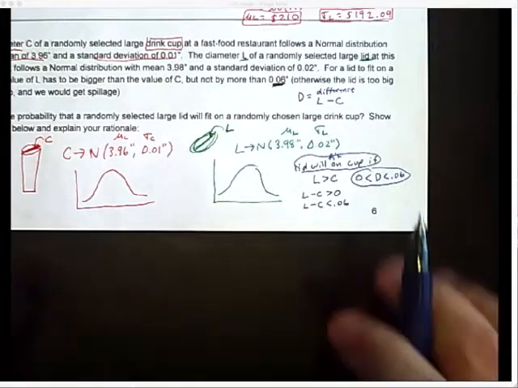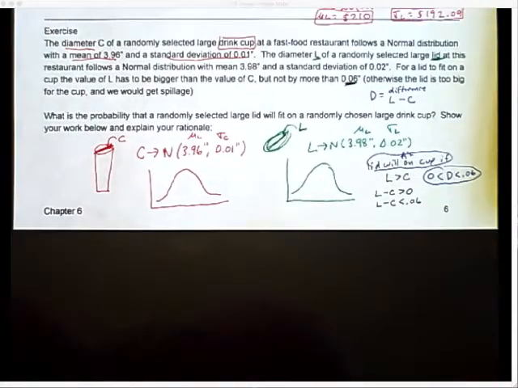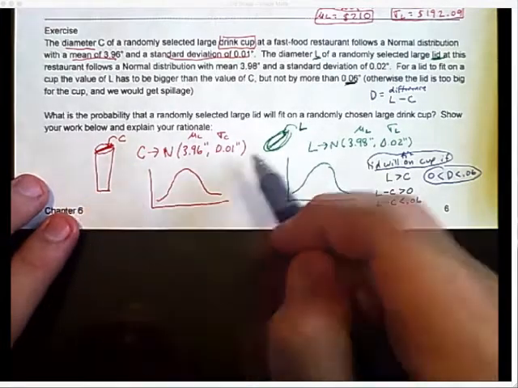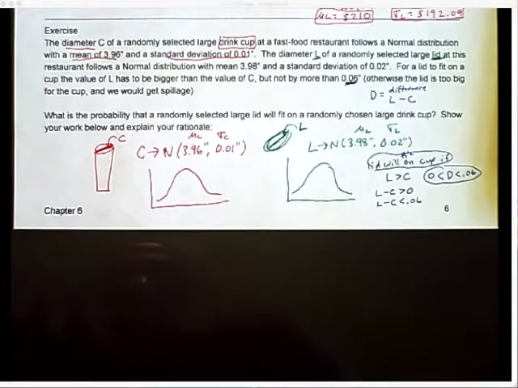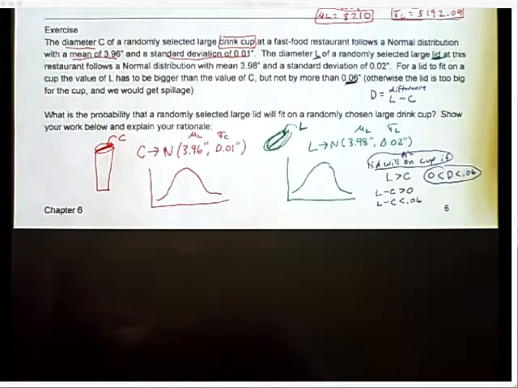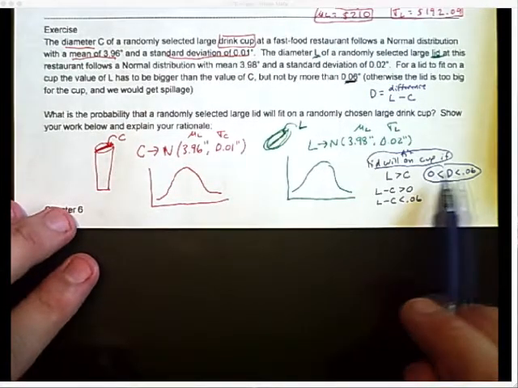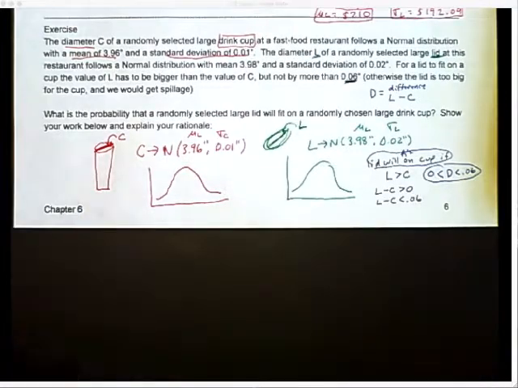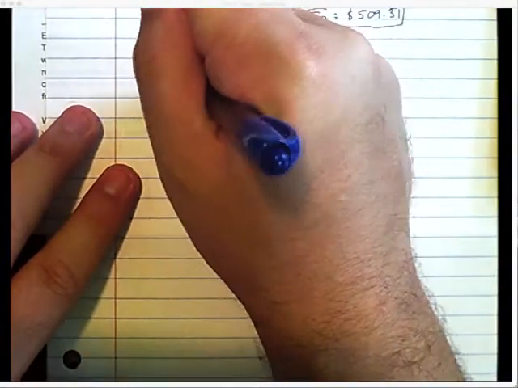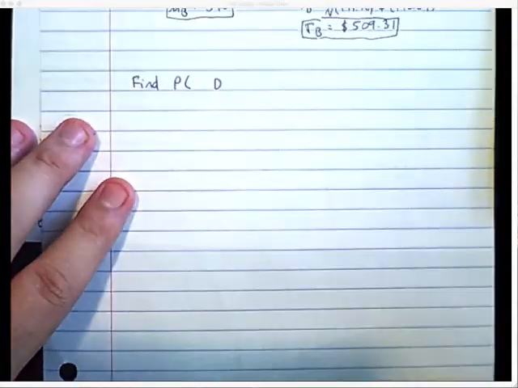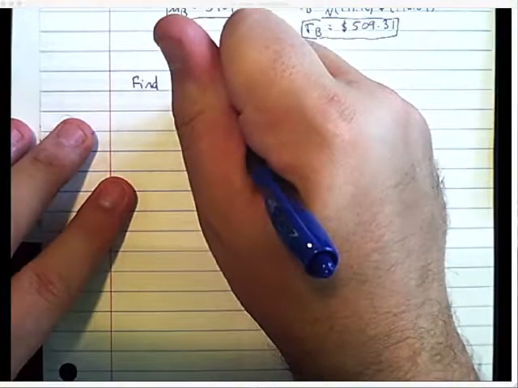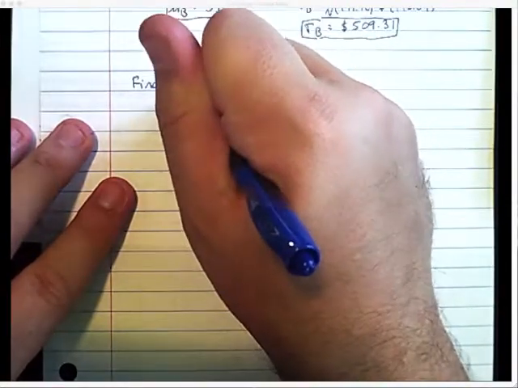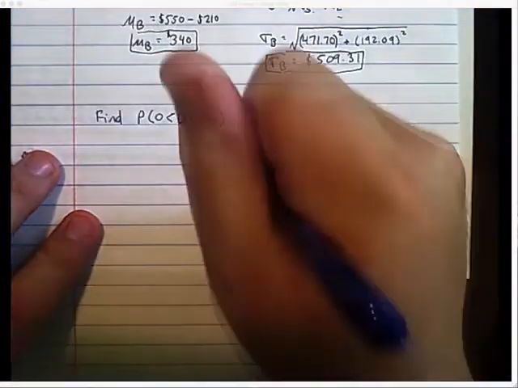Now let's read the question. It says, what is the probability that a randomly selected large lid will fit on a randomly chosen large drink cup? So we pick a cup from our stack and we pick a lid from a different stack. The question is, what's the chances that the lid's going to fit on the cup? So what's the chances that the difference is going to be somewhere between 0 and 0.06? So how are we going to do this? What are we trying to find? I'm going to use my other piece of paper again. I'm trying to find the probability that the difference is smaller than 0.06 but bigger than 0. That's what the question's asking for.